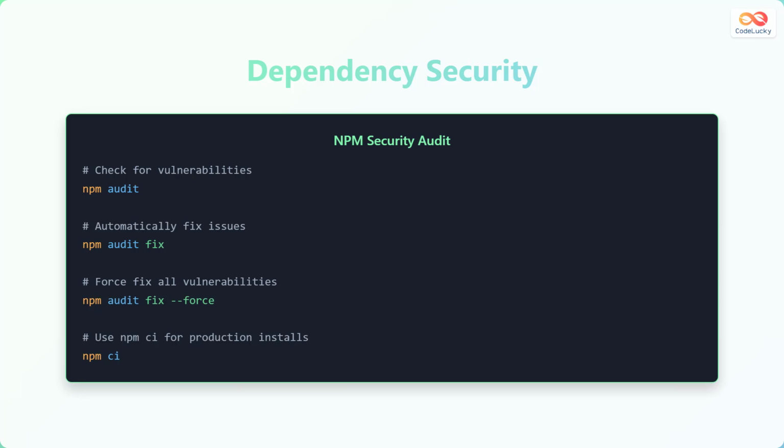To force fix all vulnerabilities, run npm audit fix --force. Use npm ci for production installs to ensure consistent and secure dependency versions. Keeping your dependencies up to date helps protect against known vulnerabilities.